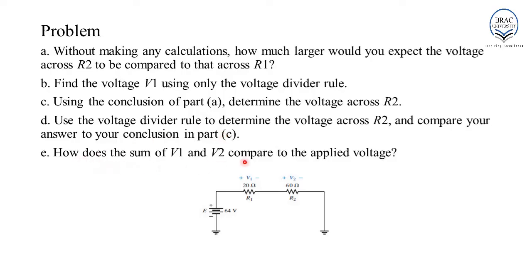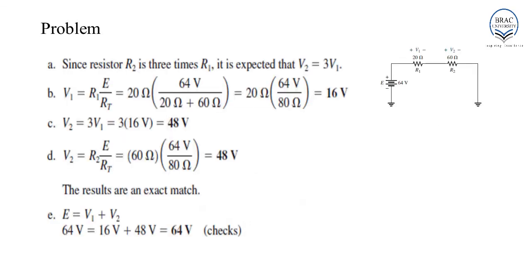Now, how does the sum of V1 and V2 compare to the applied voltage? V1 and V2 added is equal to E. That is 16 plus 48 will be equal to 64 volt. This math has already been done over here. So if you have any confusion, please go through this slide very carefully.